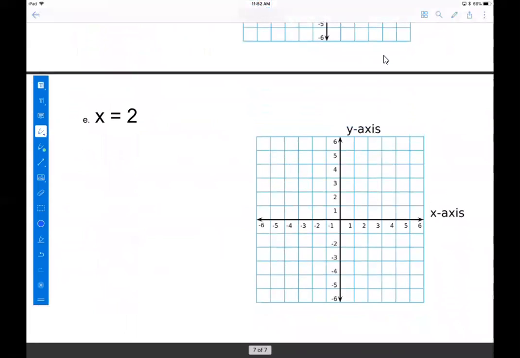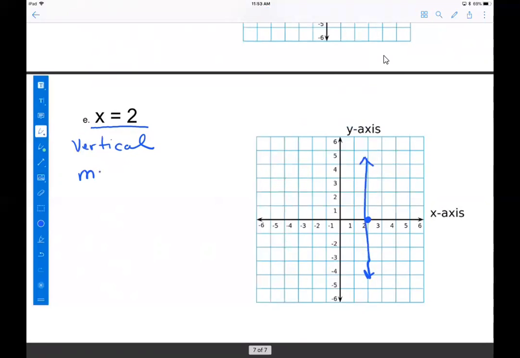Our last example here, notice our equation, we're missing the y term. This is another special line. This line, x equals, is vertical. So that means I'm going to plot my point where x equals 2, which is here. I'm going to draw my line through x equals 2.